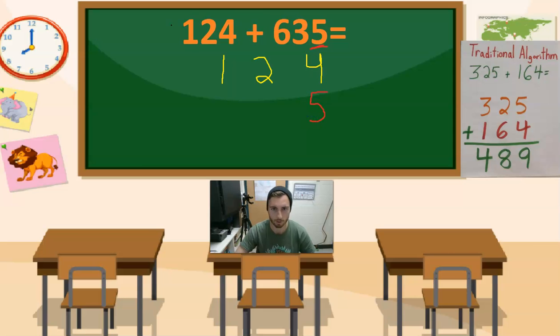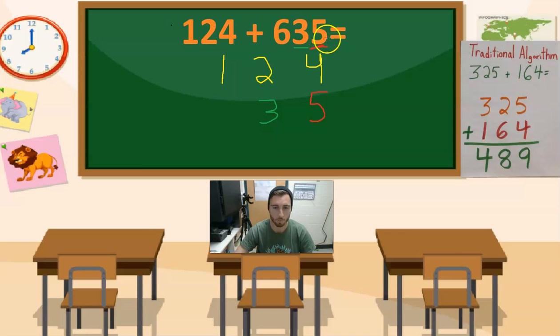Now, we're going to look at which digit in this number is in the tens. Yeah, the 3. And which number was in the tens for this number? It was the 2, in fact. We had 2 tens, so we'll put the 3 tens underneath the 2 tens.